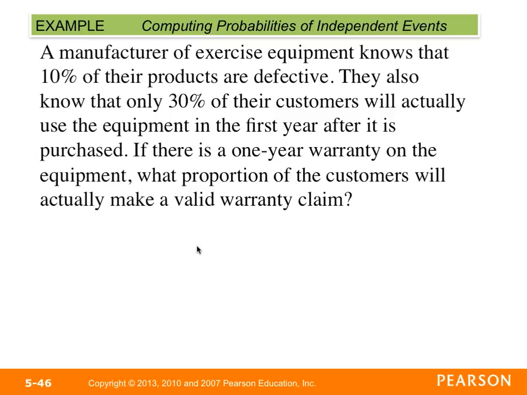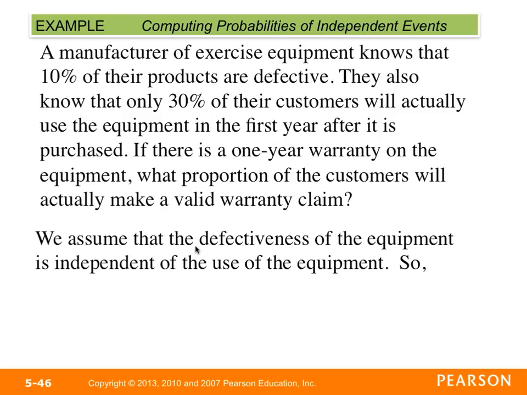Okay, a manufacturer of exercise equipment knows that 10% of their products are defective. They also know that only 30% of their customers will actually use the equipment in the first year after it is purchased. If there is a 1-year warranty on the equipment, what proportion of the customers will actually make a valid warranty claim? So we assume that the defectiveness of the equipment is independent of the use of the equipment.